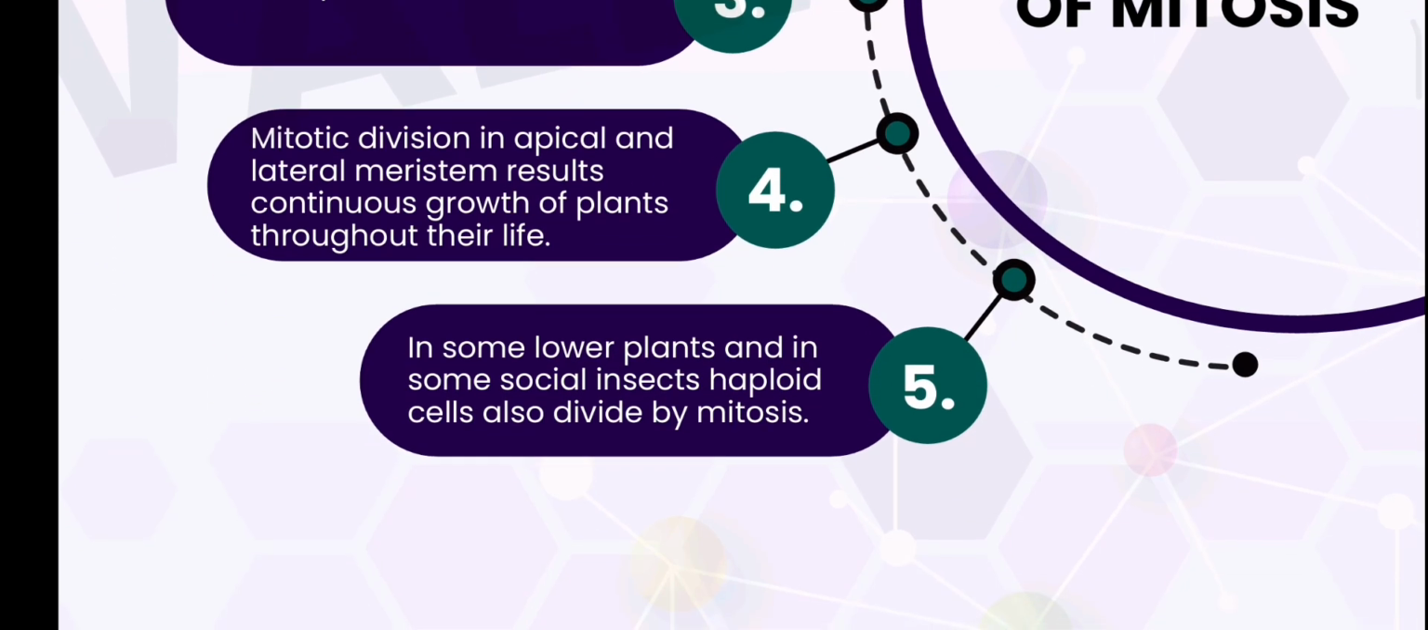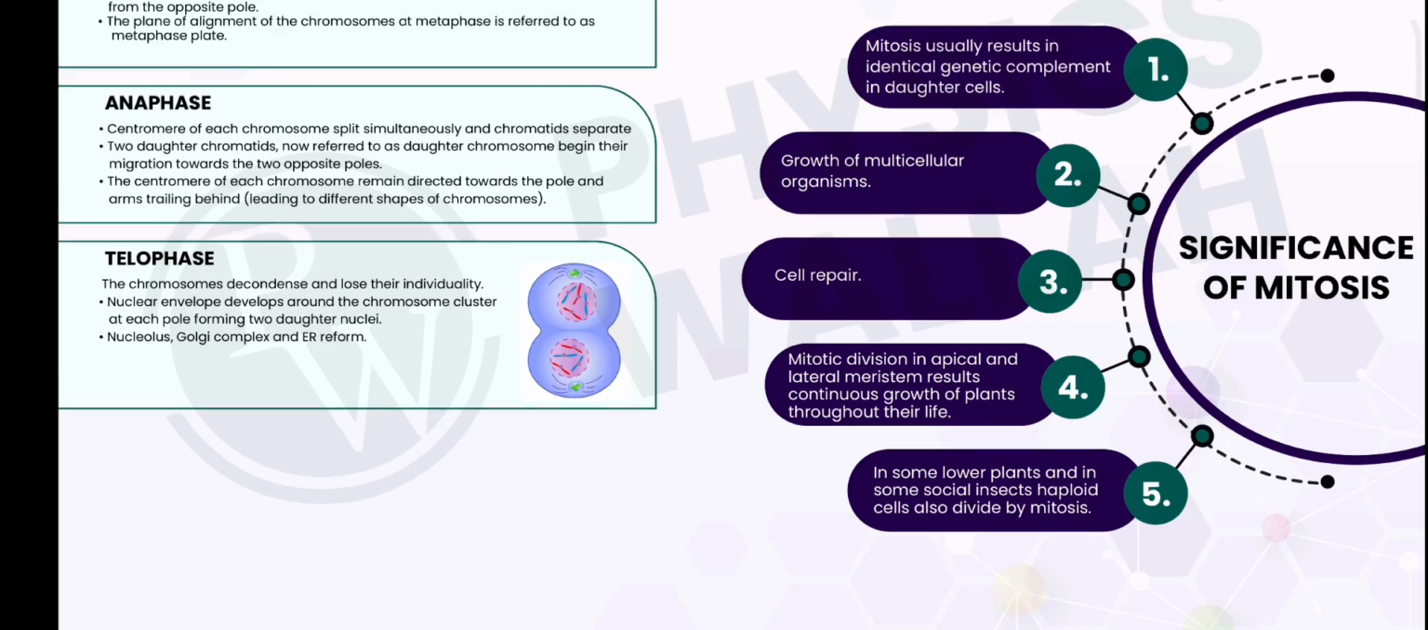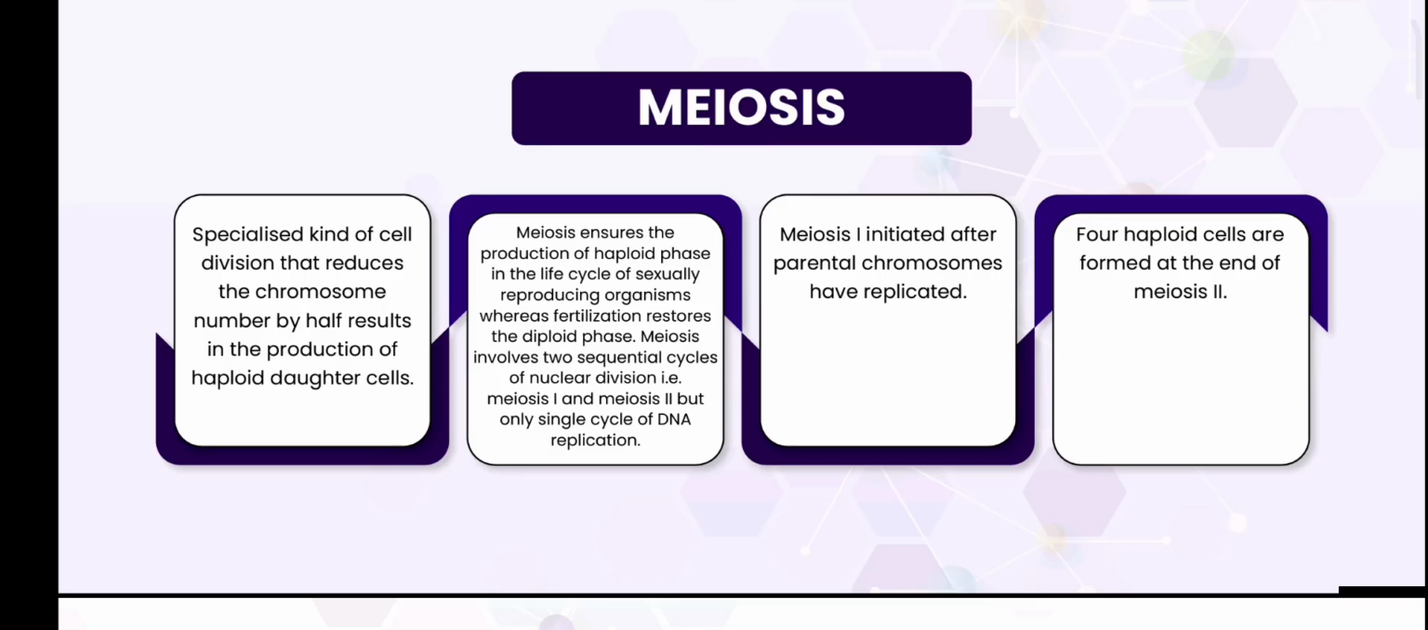In some lower plants and some social insects, haploid cells are also divided by mitosis. Cell cycle and cell division.